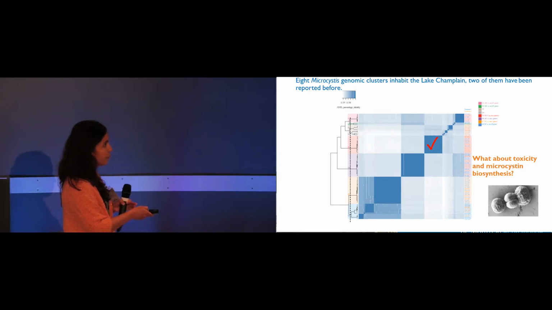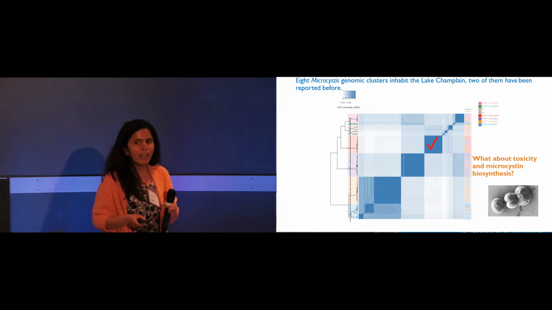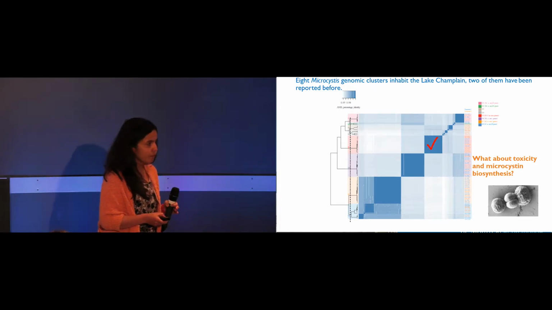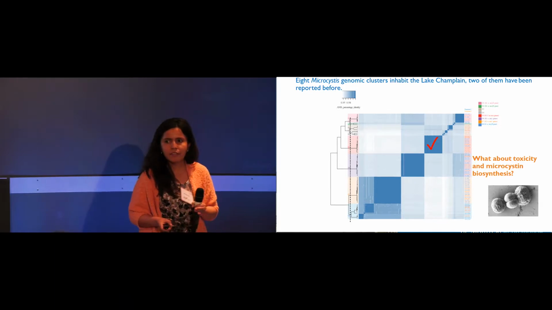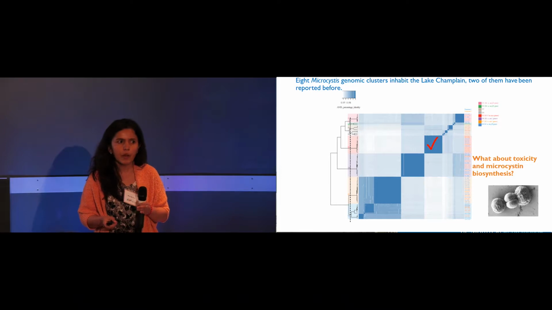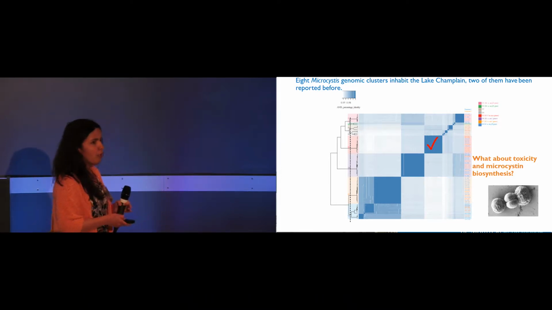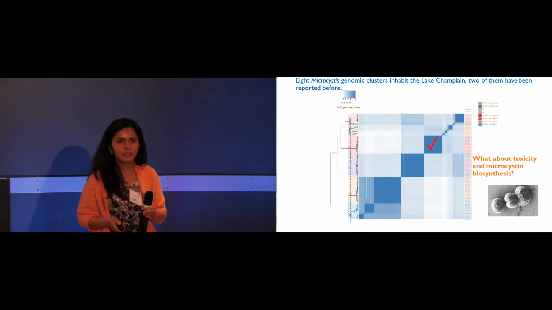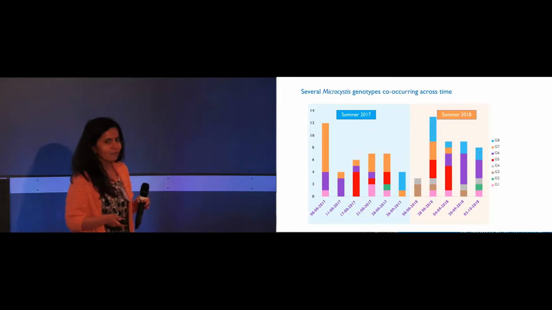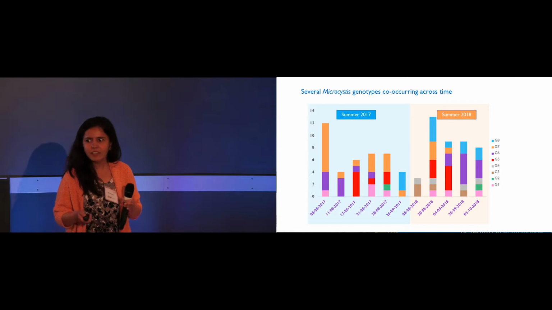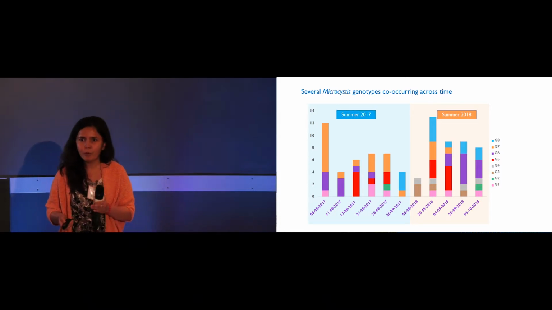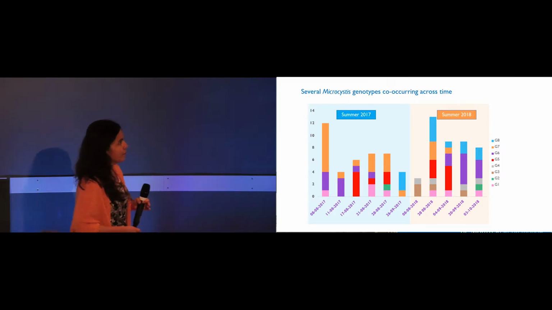So we asked about the toxicity of these Microcystis that are in the lake. Most of them had the genes related to the biosynthesis of microcystin, the mcy operon, excluding one that is related to Microcystis flos-aquae. This is, I think, really sad, because most of the genotypes that I identified here had the genes, but that doesn't mean that they are producing microcystin.